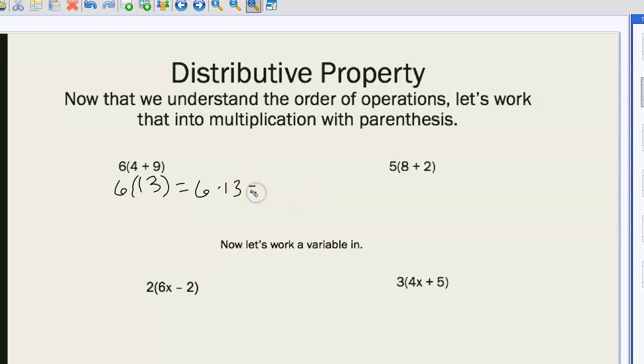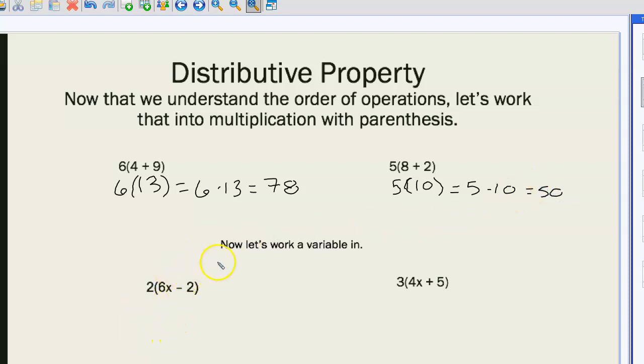And how can I figure that out? Well, I know 12 times 6 is 72. So 72 plus 6 would be 78. Okay. And now for this one, we're inside our parentheses first. So 8 plus 2 is 10. And then since that means multiply, 5 times 10 would be 50. That is Manny chewing on his ball. Manny.